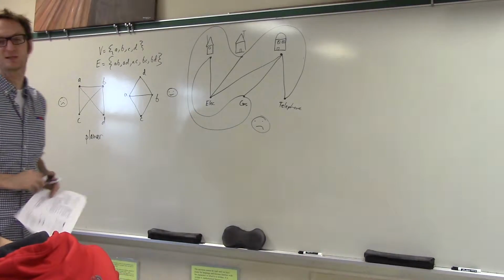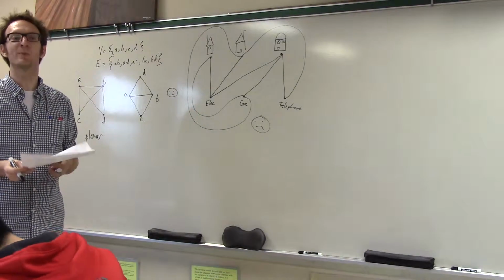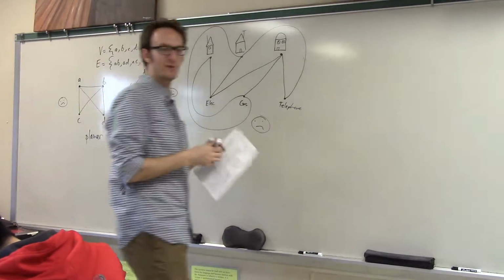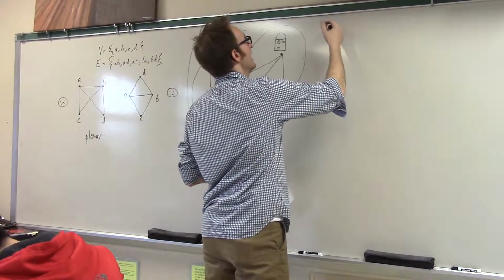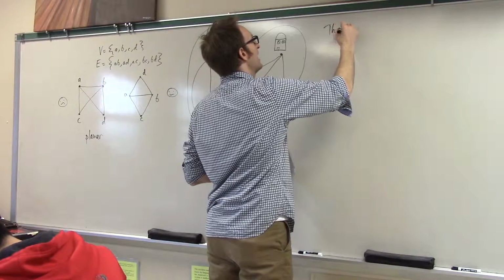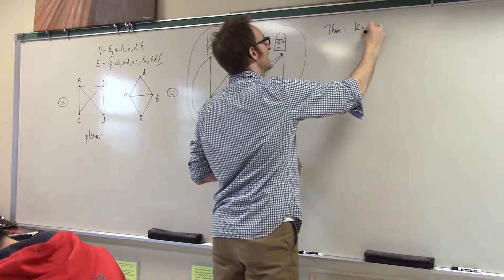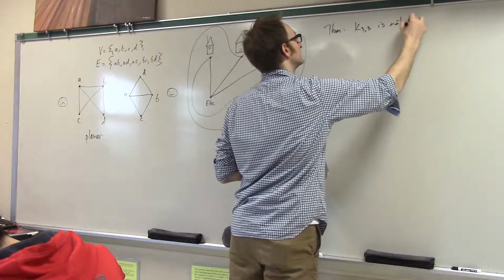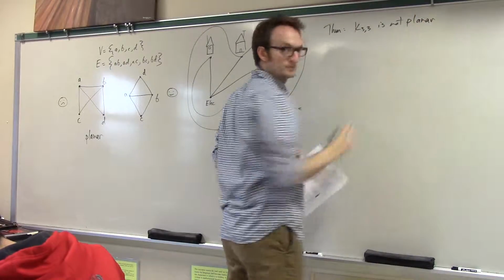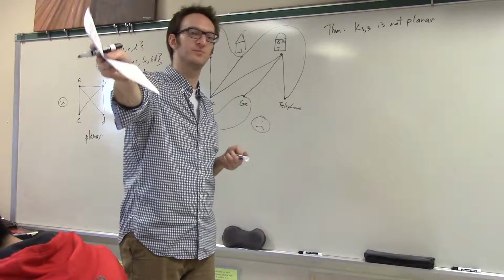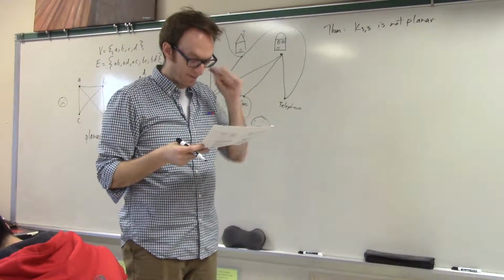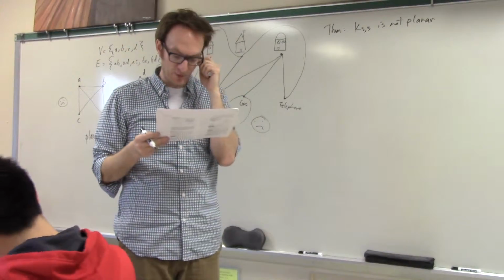In fact, would you like a formal proof of this? Okay, the formal proof of this is basically the same thing. So theorem: K33 is not planar. Am I still in frame? Yeah. Okay. Theorem: K33 is not planar.